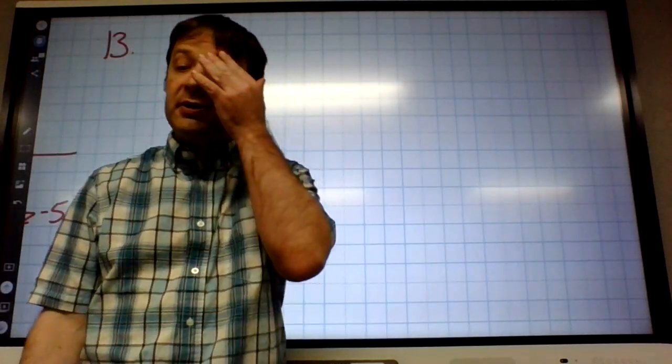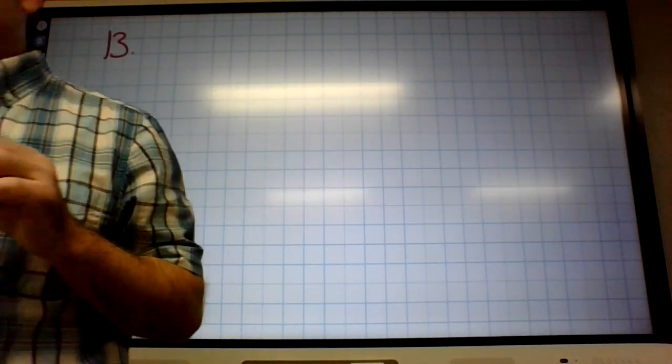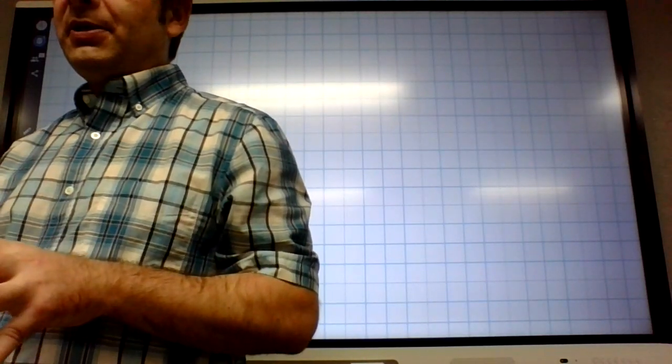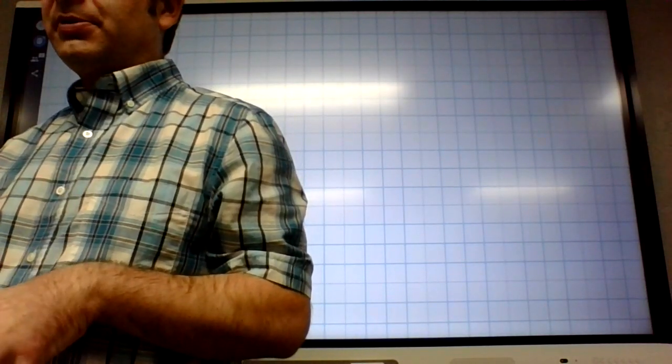Okay, on 13, we didn't really talk about this very much. The vertex is normally at 0, 0, unless there's a plus or minus after the x squared. So on 13, the vertex is still going to be 0, 0. On 15, that -2 is going to move the graph down 2.